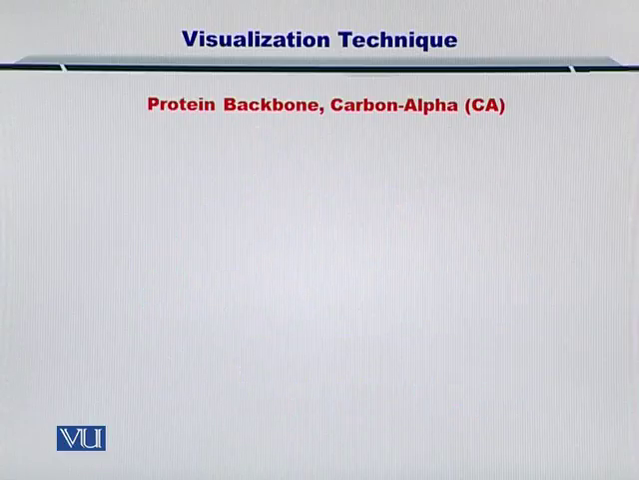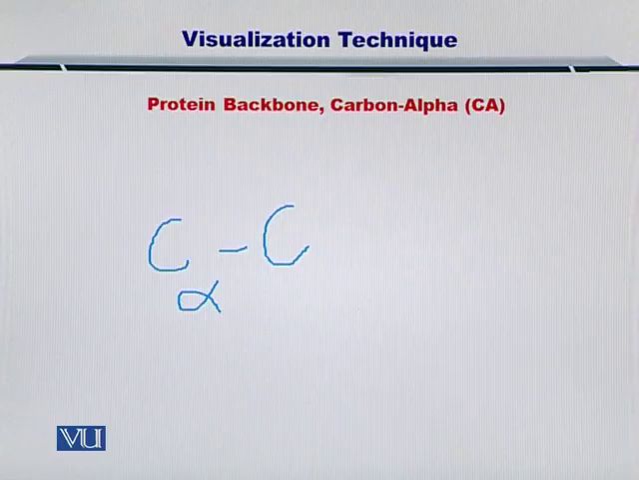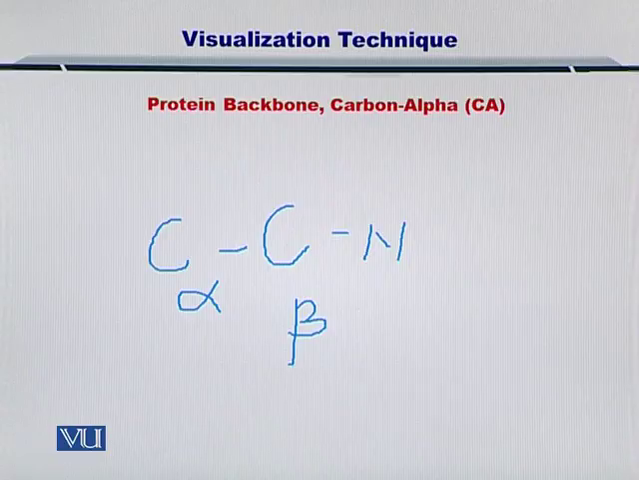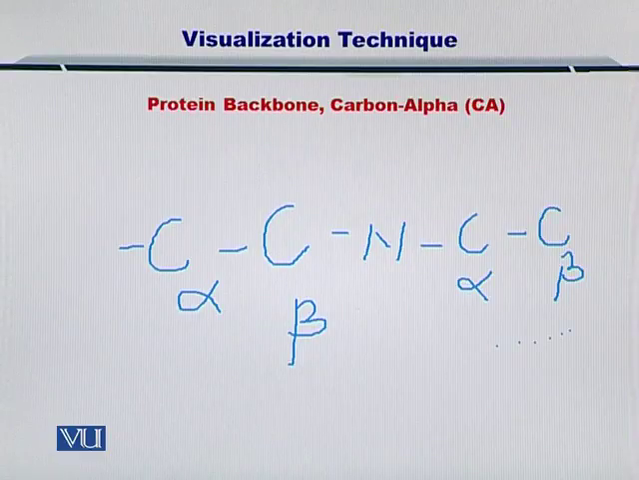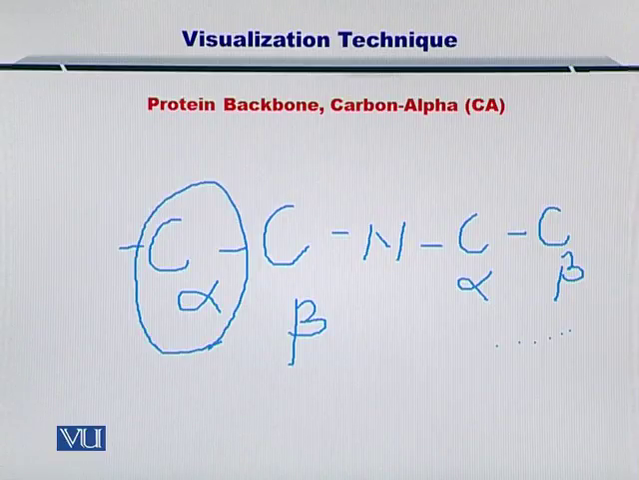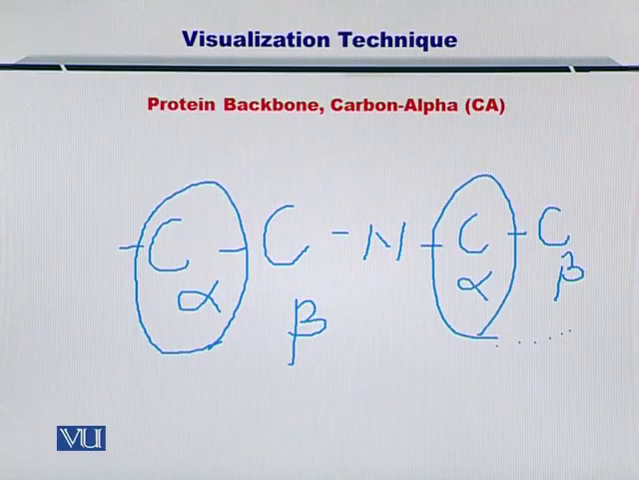So given several alpha carbons followed by another carbon, we typically call it the beta carbon, followed by nitrogen, alpha carbon, beta carbon, and so on. So essentially, you can simply collect the coordinates of each alpha carbon along the backbone of the protein, and you can plot these positions to form the backbone of the protein.